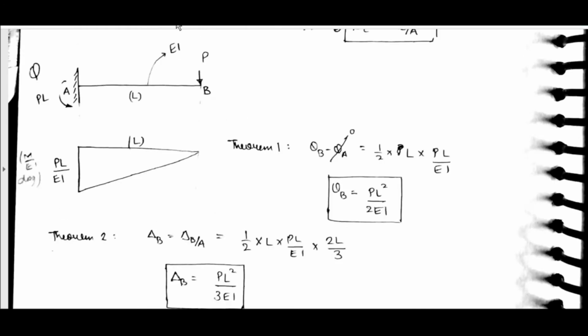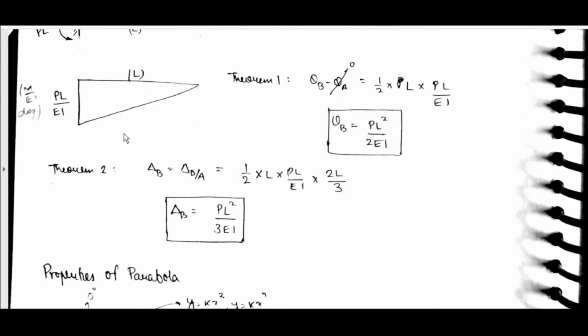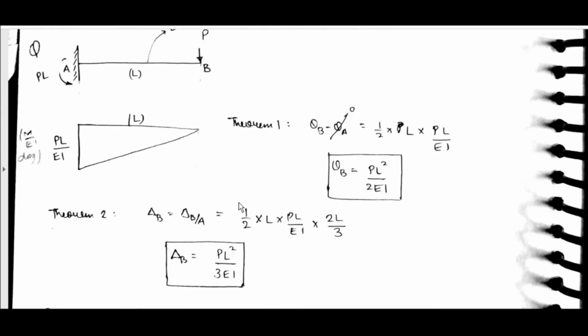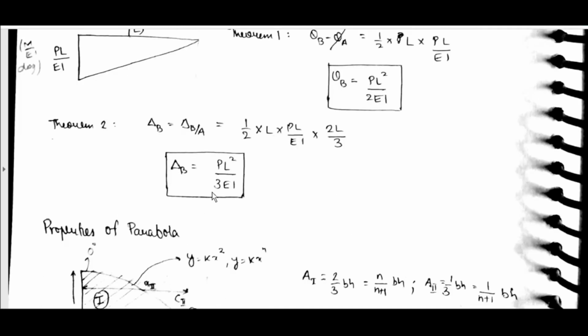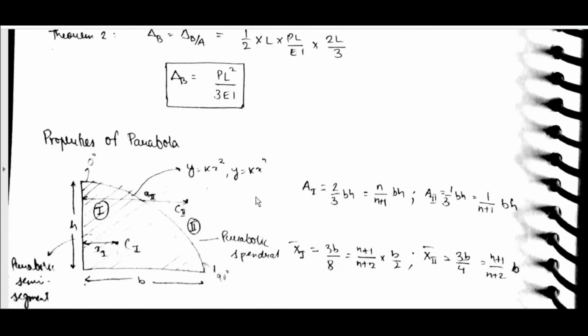P, E I. PL, the M by EI diagram, PL by EI will be like this. Theta B minus theta A is equal to half into L into PL by EI. Theta A is 0, so theta B is equal to PL square by 2EI. Theorem 2: delta B is equal to delta B by A, which is half into L into PL by EI, the area. Then from B, the centroid is at 2L by 3, so delta B is equal to PL cube by 3EI.